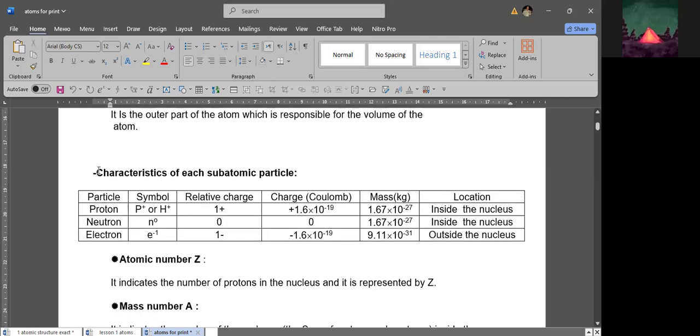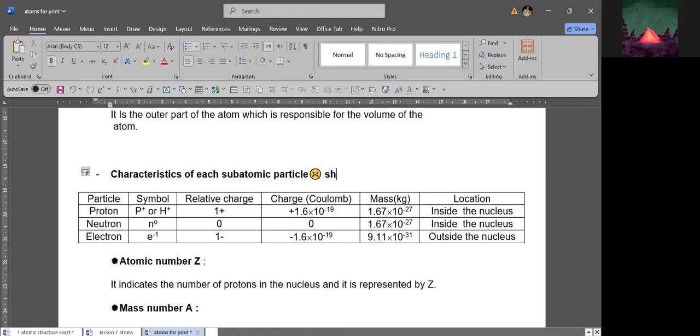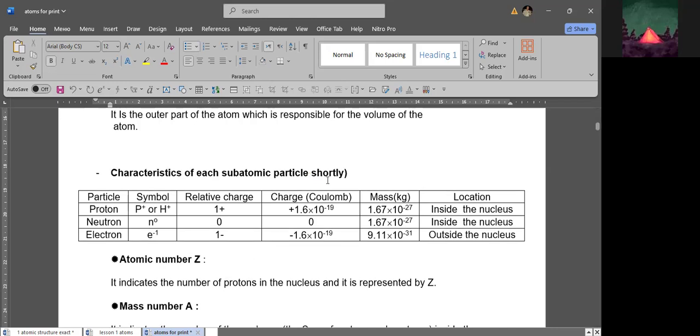Let us know some characteristics of each subatomic particle. We can summarize them shortly, يعني باختصار, we won't go into too many details.